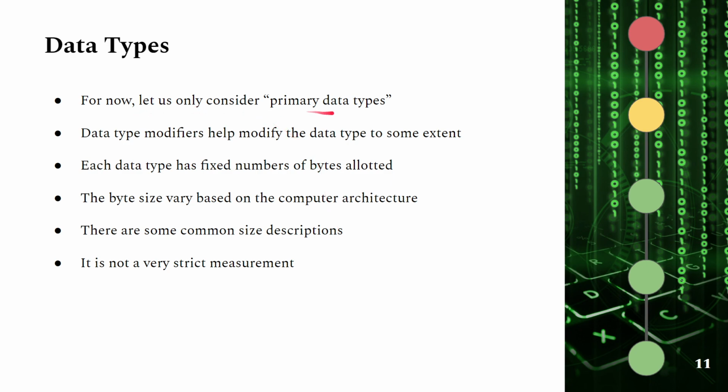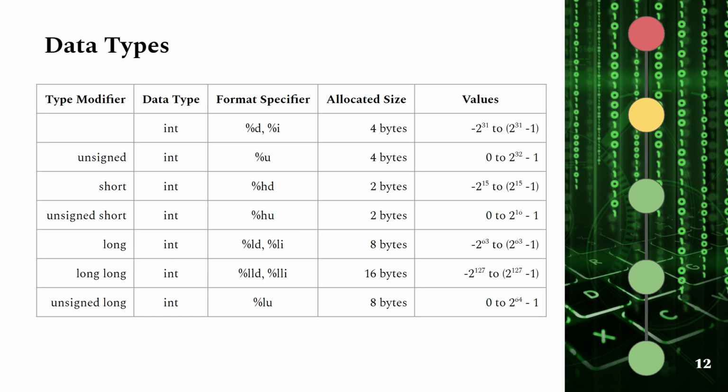For now, let us only consider the primary data types. We will also consider data type modifiers, and depending on the architecture of the processor you are using, the numbers I'm going to provide right now will vary, because once again, it's an architecture based system. So what I am going to provide is not a strict measurement, but an approximated measurement, or you can say a relative measurement of how each data type is larger or smaller than the other one. So here we are, different types of data.